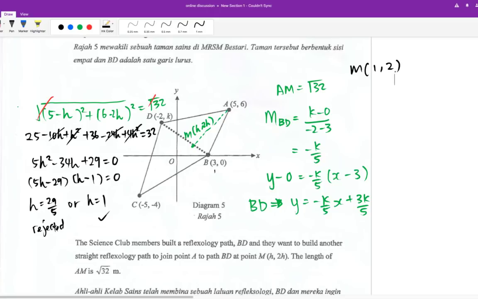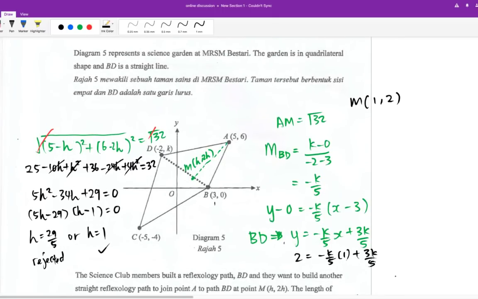Yeah, I will just substitute the 1 and 2 into this equation, because coordinate M basically lies on the line BD, right? So I will substitute this into the x and y over here. So y is 2 and x is 1. So I will solve this equation. I will multiply 5 for the whole equation, so I will get 10 equals negative k plus 3k. So I will get 2k equals 10, k equals 5. Alright, this is how we actually get the value of k.